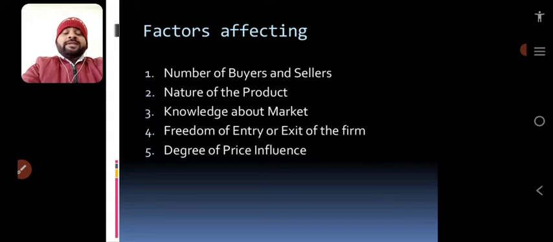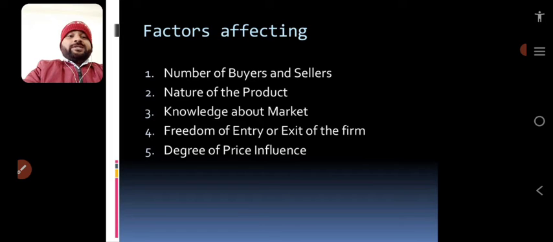It is assumed that in this market, the buyers and the sellers have perfect knowledge about the market conditions of demand and supply, as well as about the prices. Every firm has perfect knowledge about the price charged by another firm, as well as the technology used by the other firms. As a result, all the firms use similar technology and charge the same price.